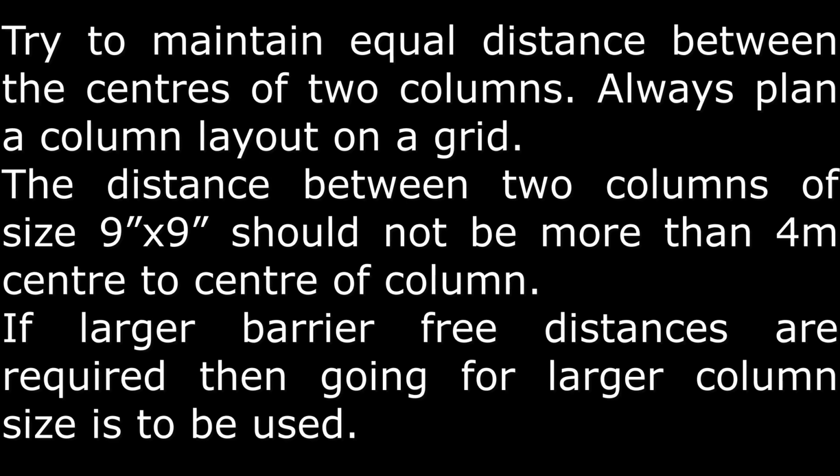Distance between the columns. Try to maintain equal distance between the centers of two columns. Always plan a column layout on a grid. The distance between two columns of size 9 inches by 9 inches should not be more than 4 meters, center to center of column. If larger barrier-free distances are required, then a larger column size is to be used.